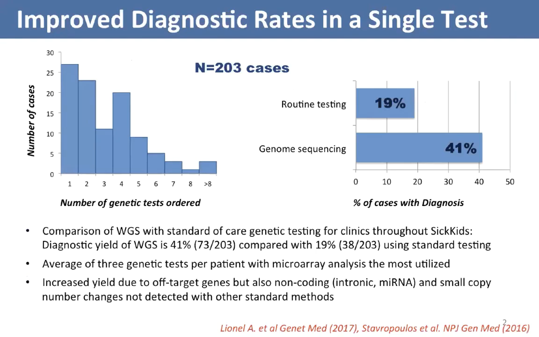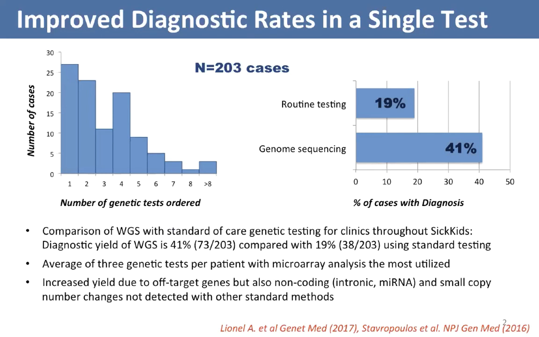So before I get into that, I just wanted to set everything up as to why we're doing this. A lot of work that we've done in the past and of many others around the world have been looking at using whole genome sequencing potentially as a single genetic test that can be used. This is work that we did a couple of years ago, looking at the comparison of genome sequencing versus standard of care for many of the clinics throughout SickKids. And we found that the diagnostic yield was roughly double compared with the use of standard testing.